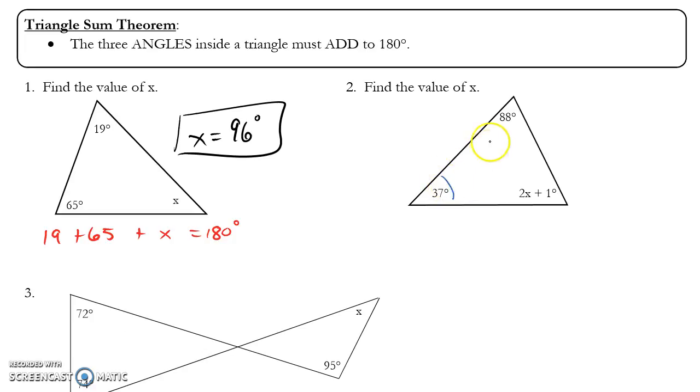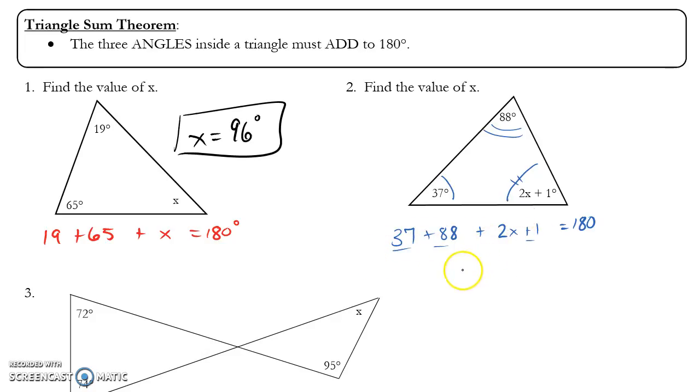I know this angle's 37, this angle is 88. If I add those two angles together, and then also add my third angle here, which is 2x plus 1, all three angles add to 180 degrees. Slightly more complex algebra problem because I have a little more work to do to solve for x.